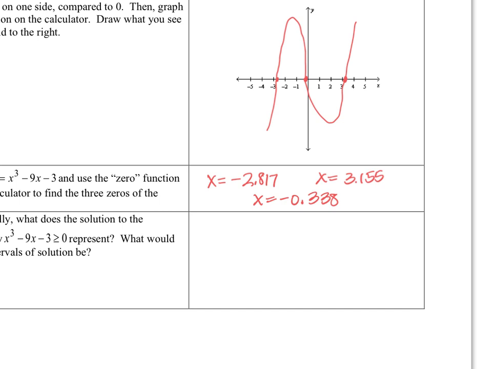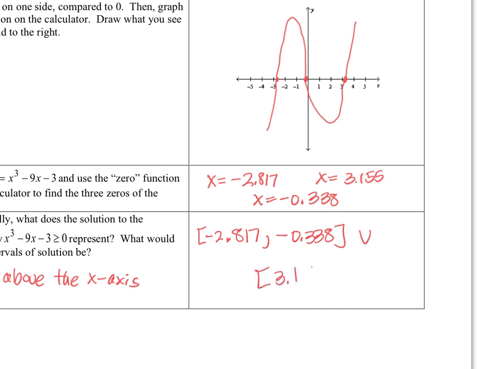So graphically, what does the solution to that inequality represent? What would those intervals of solution be? Graphically, it's everything above the x-axis. If I look at the picture, you have to be able to find the zeros to be able to write those intervals. So here, that would be bracket -2.817 all the way to -0.338, and then again from 3.155 to infinity.